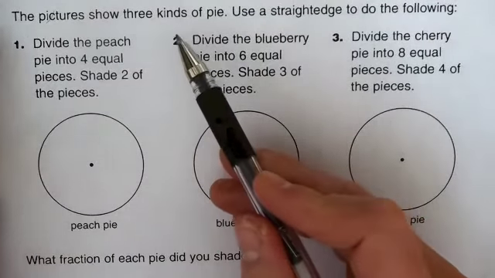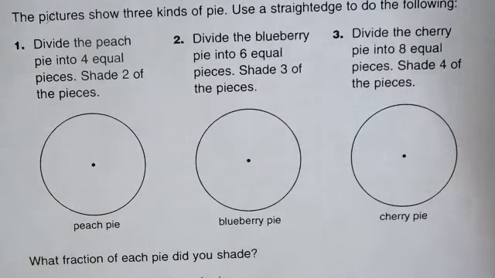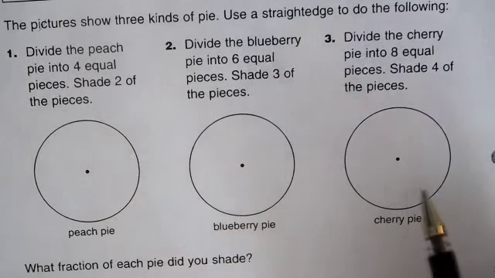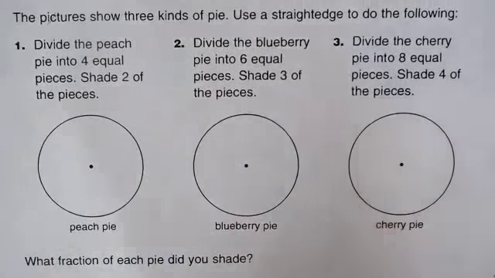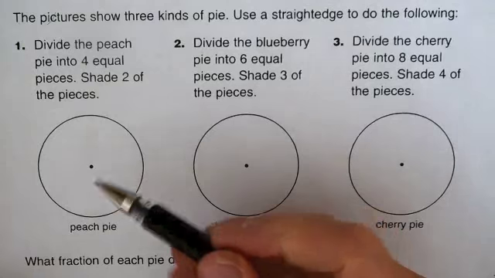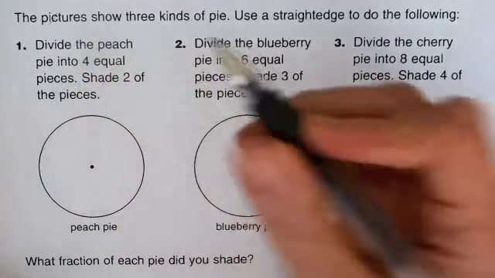The pictures show 3 kinds of pie. Use a straight edge, or ruler, and do the following. So you have to divide up these different pies into the number of parts that it says to divide it into. So the first pie is this peach pie here. And it says, divide the peach pie into 4 equal pieces.